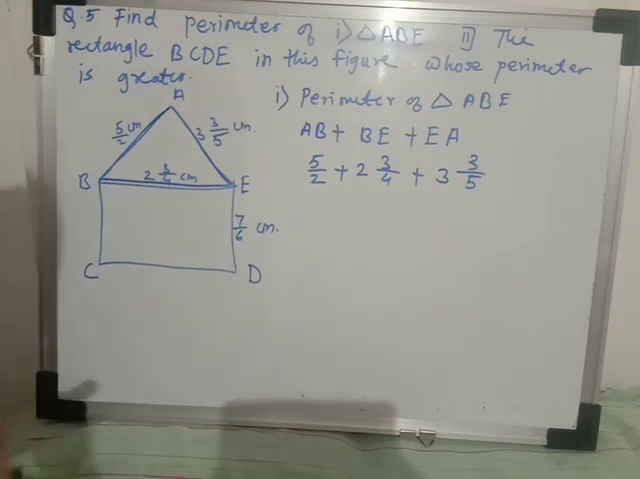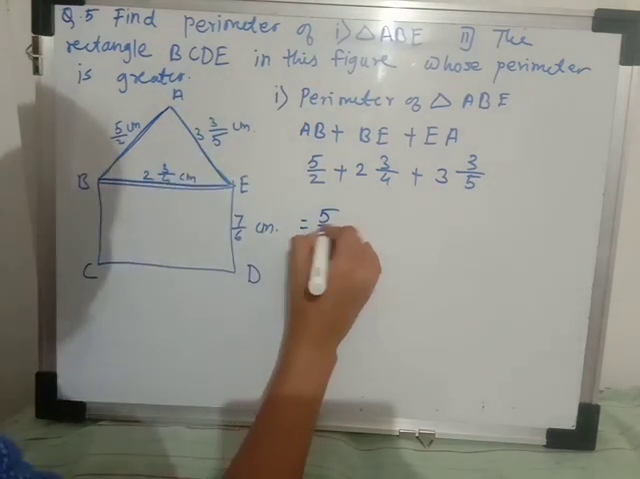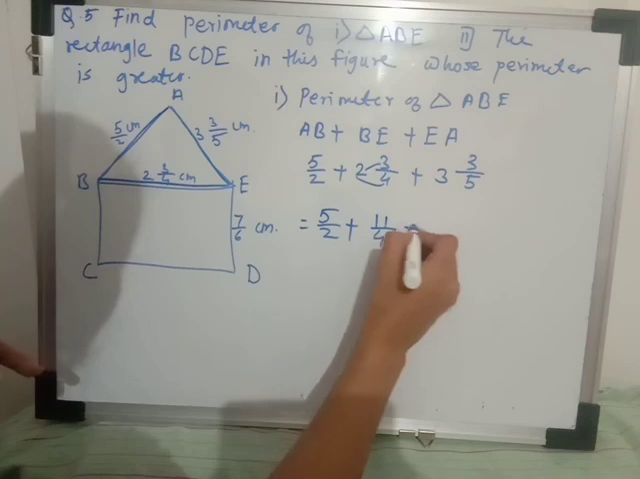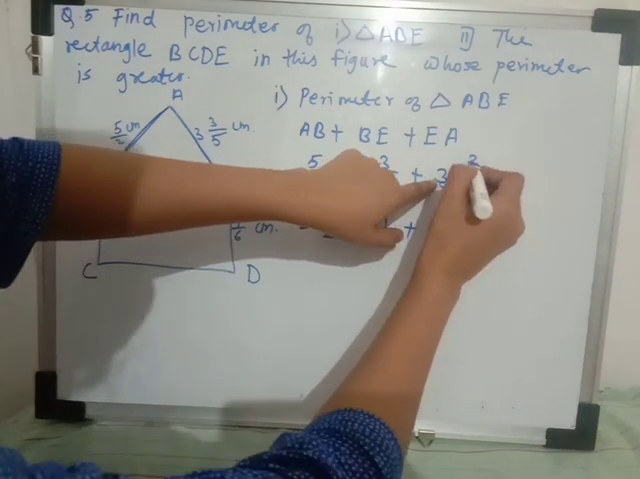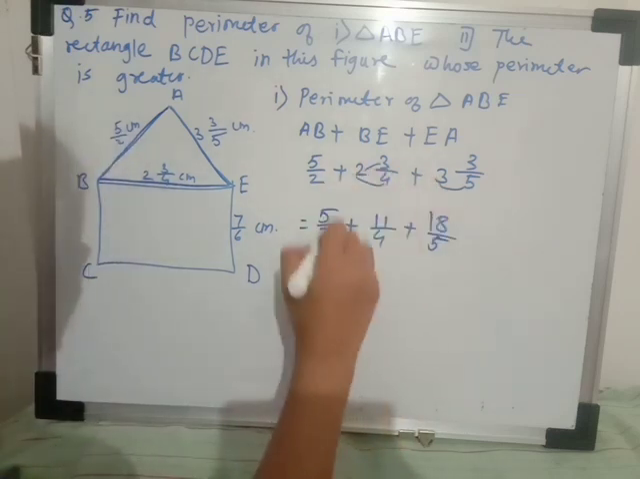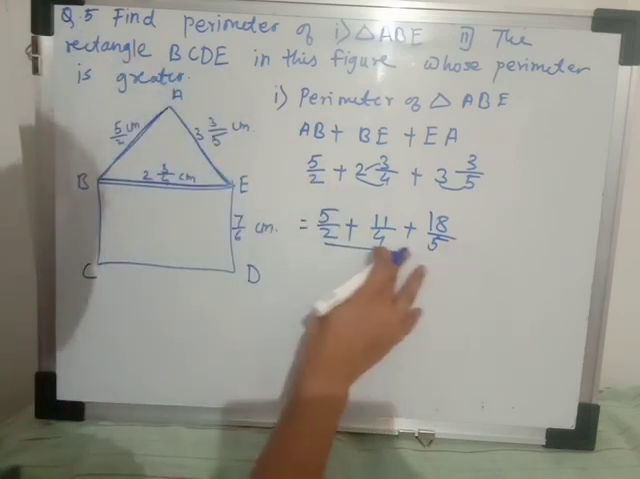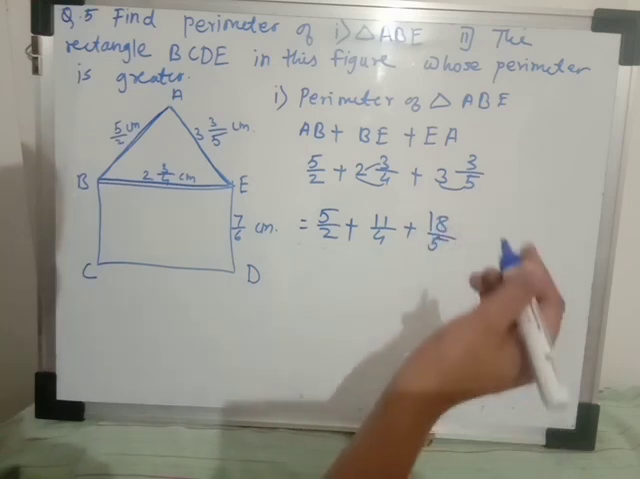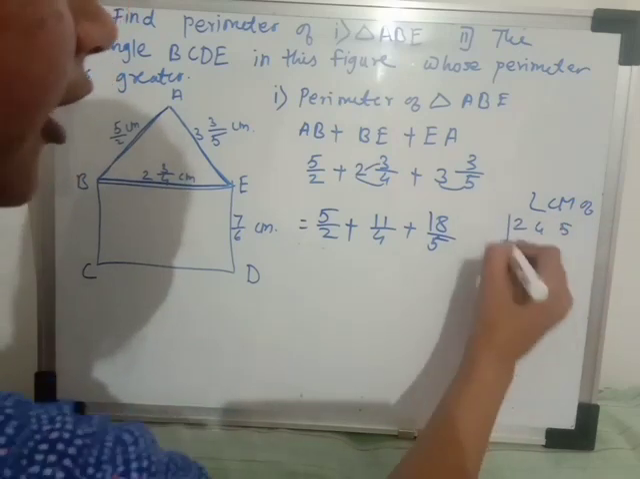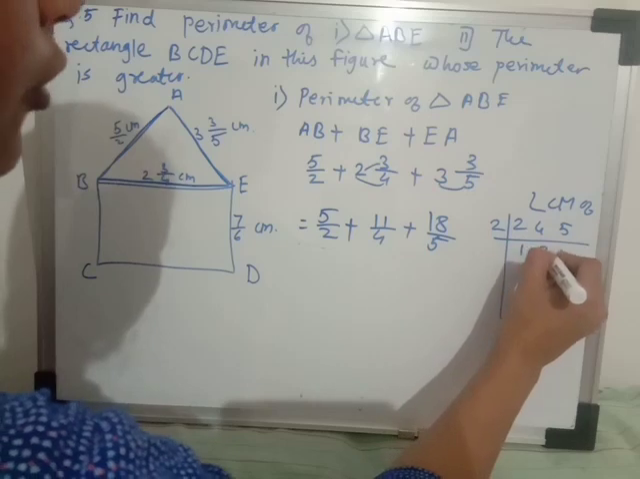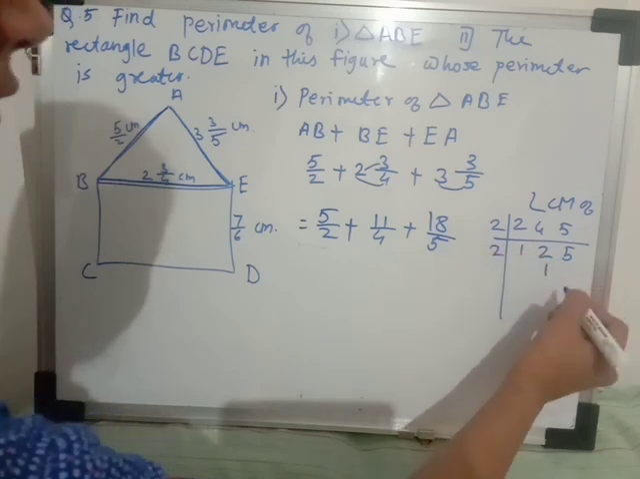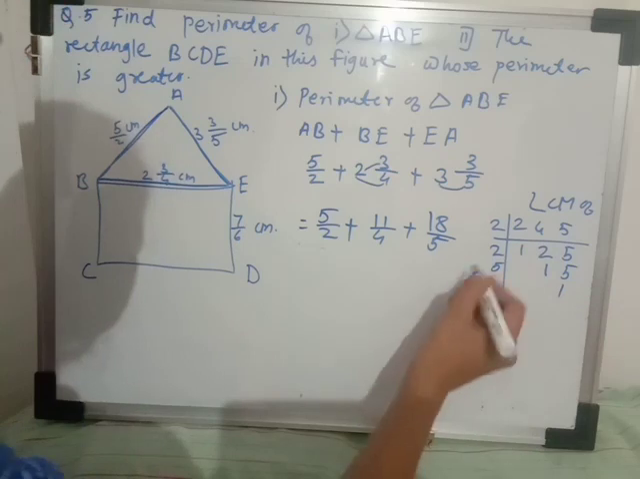Here I will do it directly. 4 2s are 8, 8 plus 3 is 11, so 11 by 4. 5 3s are 15, 15 plus 3 is 18, so 18 by 5. Now we have to make their denominators equal. How can we make the denominator equal? We have to find their LCM. So here I will write the LCM of 2, 4 and 5. 2 1s are 2, 2 2s are 4, and 5 as it is because we can't divide it by 2. Again 2 2s are 1, 5 as it is, 5 1s are 5.